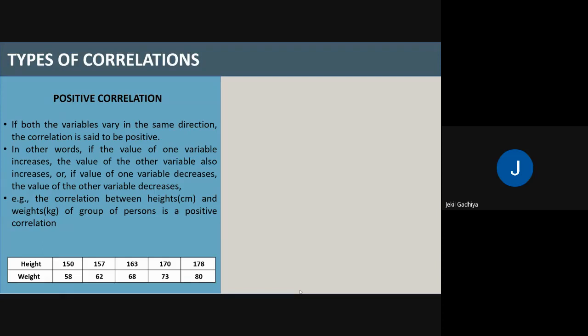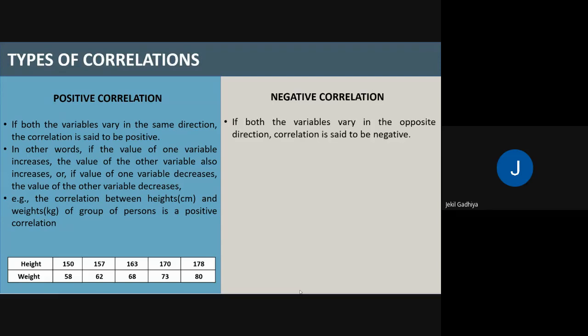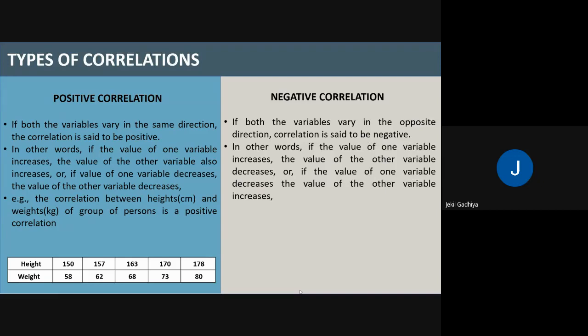Okay. In negative correlation, it is opposite to positive. If one increases, the other decreases. So what is negative correlation? If both variables vary in opposite directions, then the correlation is said to be negative. In other words, if the value of one variable increases, the value of the other variable decreases, or if the value of one variable decreases, then the value of the other variable increases.